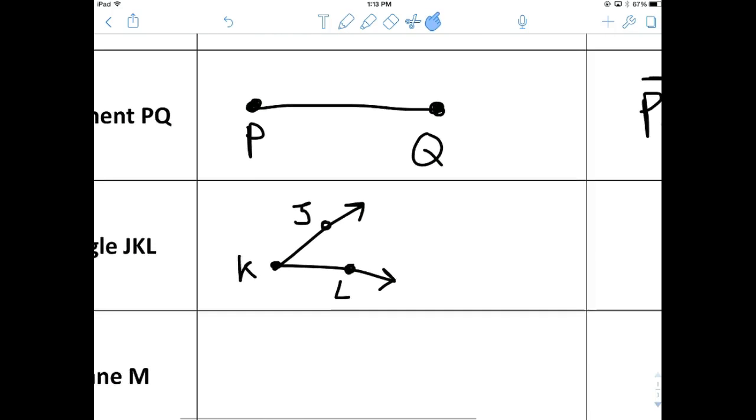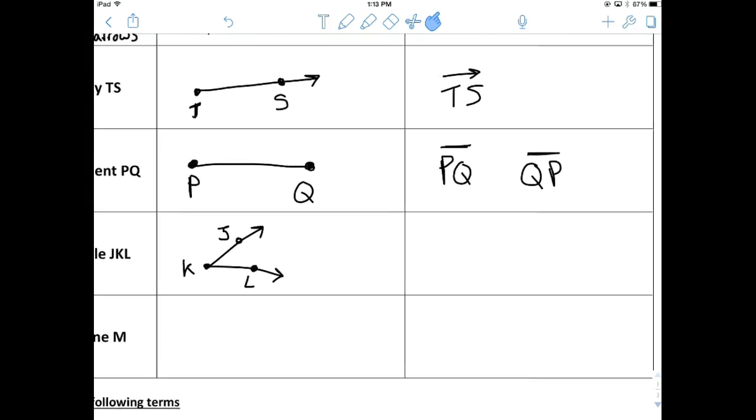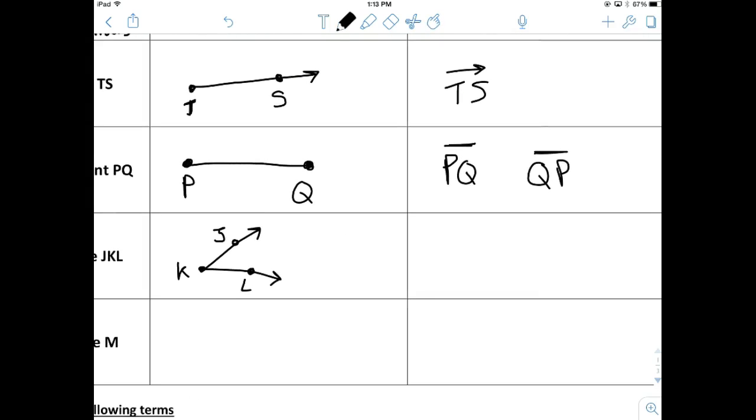When we name it, we've got a couple of different ways to name an angle, but the one that you want to use in this situation is to put the angle symbol, and we can use all 3 letters just as they're given to us. We've got J, K, and then L. You can also use just 1 letter, and in this situation this would be okay because there's only 1 angle here, and that would be angle K.